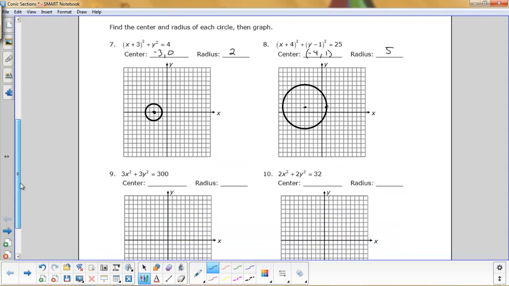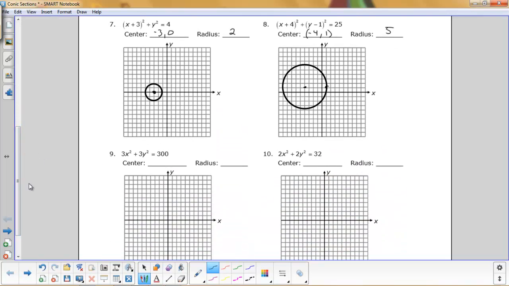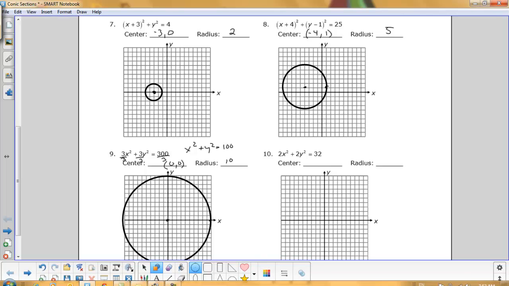Okay, next questions attempt to get a little bit tricky. Really not that big of a deal. Remember, you're looking for coefficients that are 1, so it's going to be x squared plus y squared equals 100. Therefore, you're centered at the origin, and your radius is 10. There we go. 1, 2, 3, 4, 5, 6, 7, 8, 9, 10, and your circle goes here.